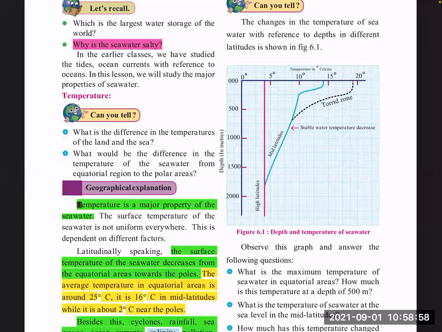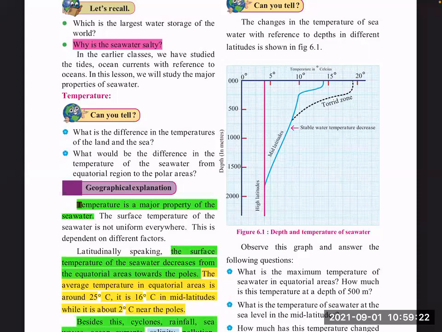First, I want to introduce the topic. What are the main elements of the properties of seawater? The first one is temperature. The second is salinity, and the third is density. Temperature is the major property of seawater.